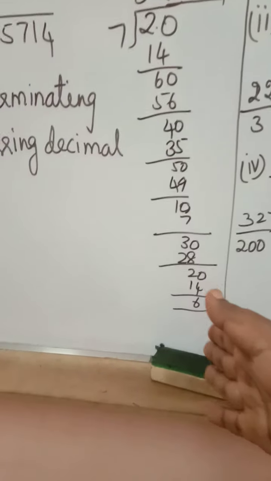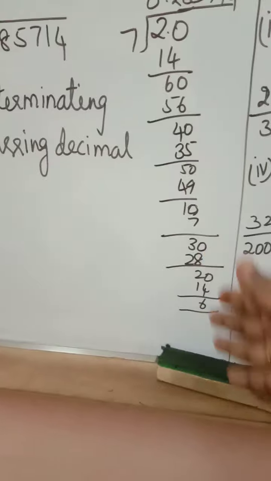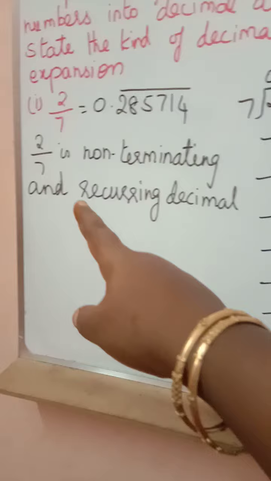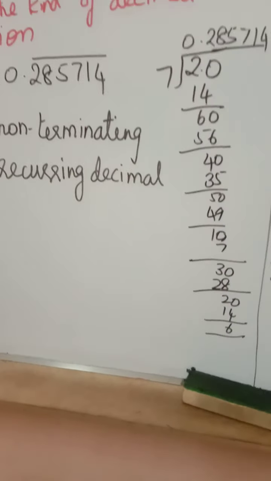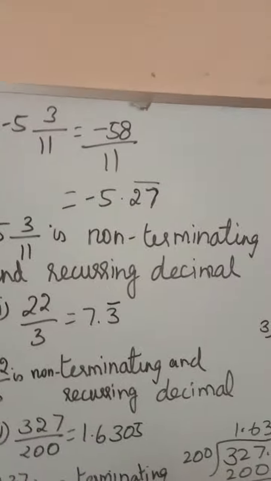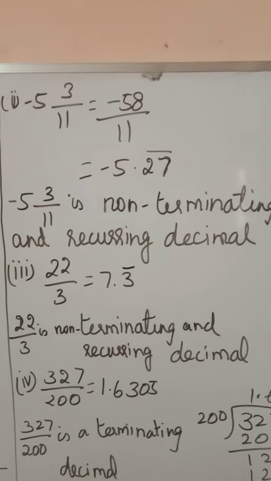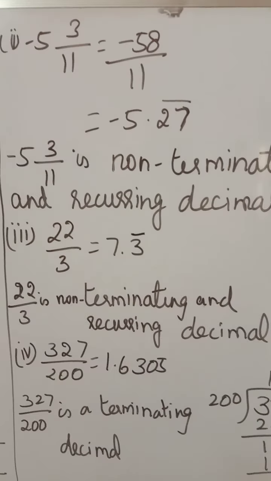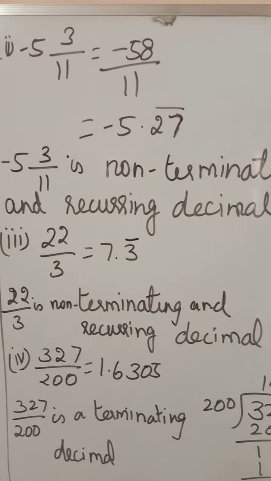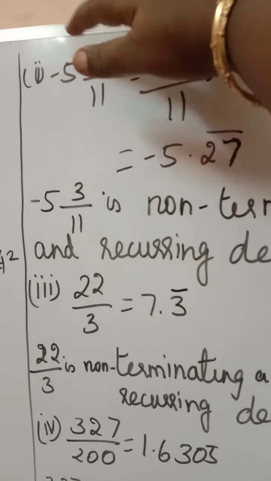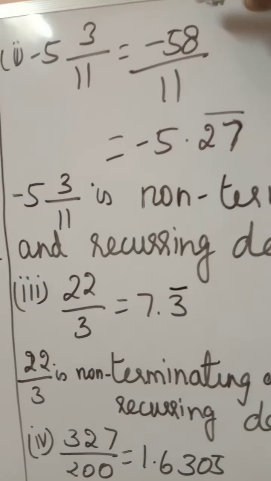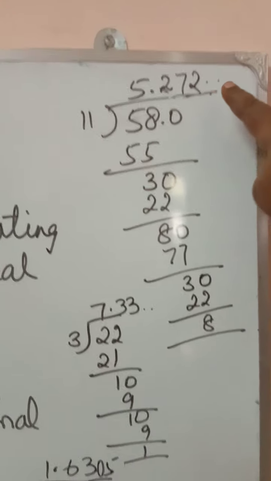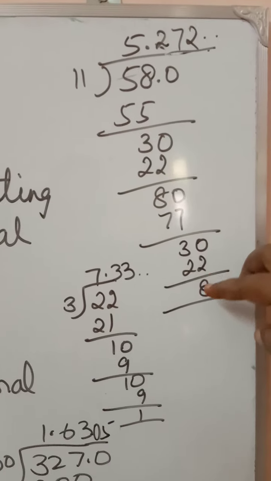This is non-stop, non-terminating, it is going on, and a set of numbers is repeating. So this is a non-terminating and recurring decimal. Next, question number 2: minus 5, 3 by 11. It is a mixed fraction, we have to express it as an improper fraction. Multiply 5 and 11, 55 plus 3, 58 by 11. If we divide 58 by 11, we will get 5.27.